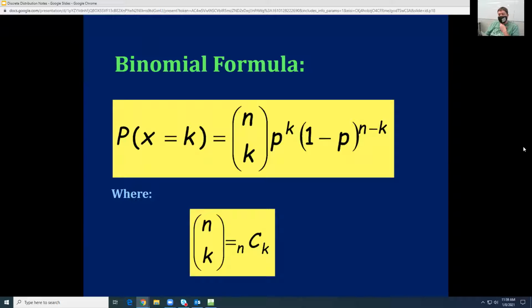It says if X has a binomial distribution, which you will know beforehand, then this formula right here is the one you use to find your probability if the value you're looking for equals exactly this.